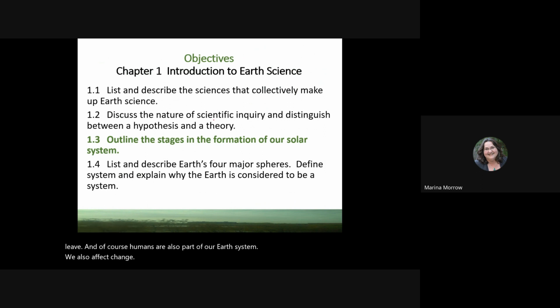Okay, so what's the last thing in this chapter? Well, I moved 1.3. So the stages and formation of our solar system. Now we're going to cover space in the last couple of chapters. But this little introduction is giving you a taste of what's going to happen more in those chapters. Okay, so let's go look at how our planet was created.